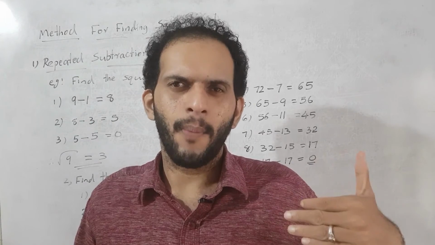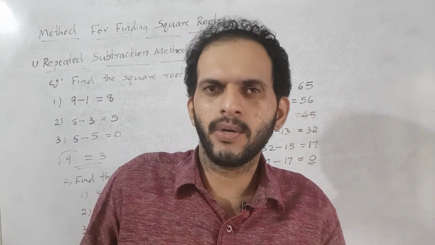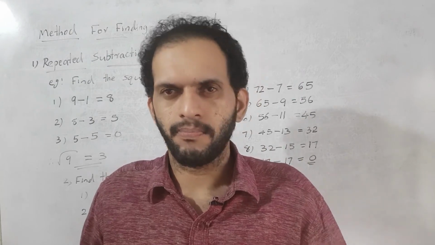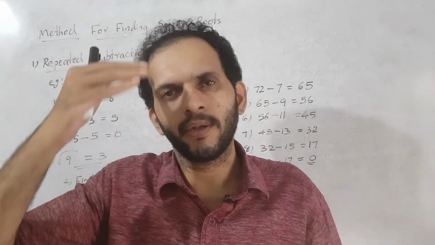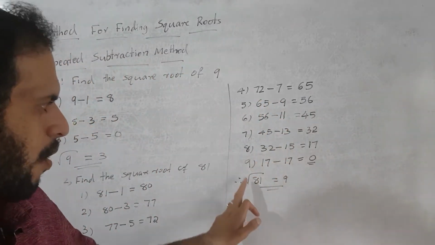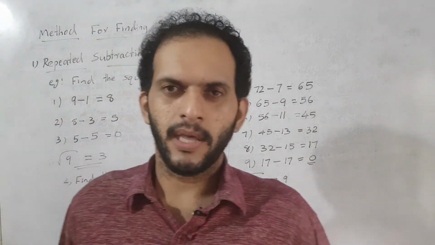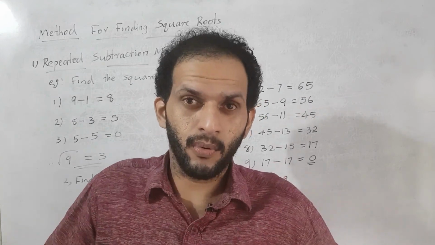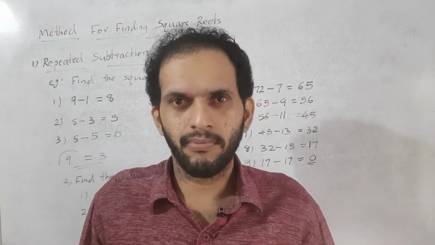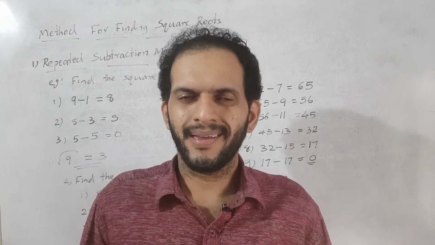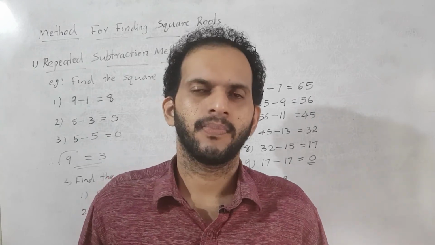And what is the drawback of this method? If you want to find the square root of a bigger number, we have to subtract one by one like this. Here for 9 we needed only 9 steps. Then if you want to find the square root of a bigger number, we have to follow 21 or 30 steps. This is difficult to follow, correct? That is the drawback of this method.